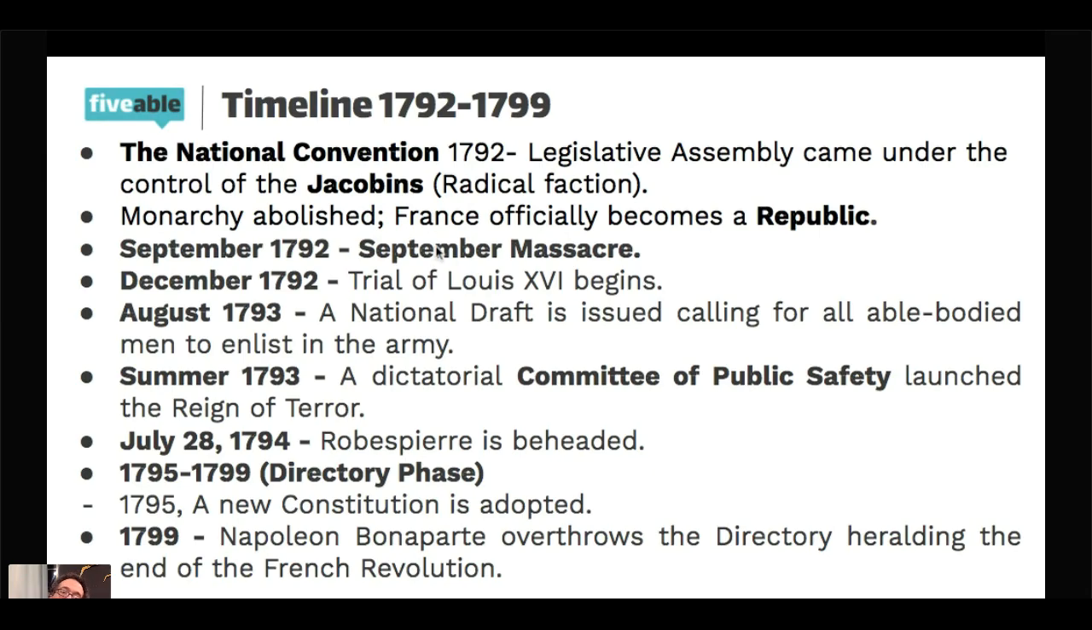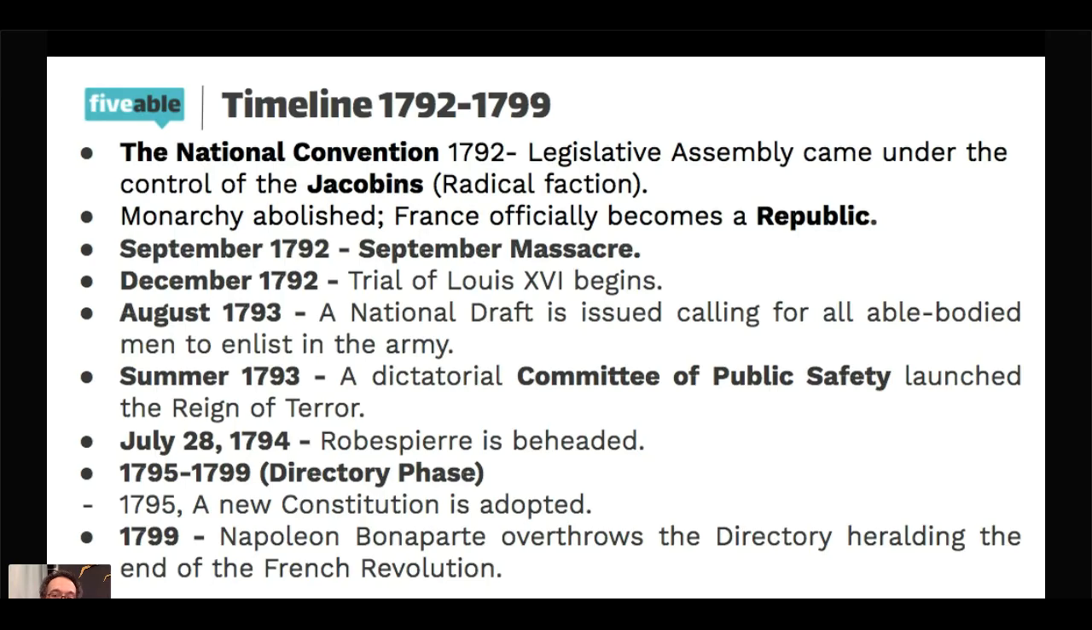Another key part of the radicalization at the end of 1792, they're putting King Louis XVI on trial, and eventually he's going to be found guilty and executed. So that's really showing how things are getting very, very radicalized.